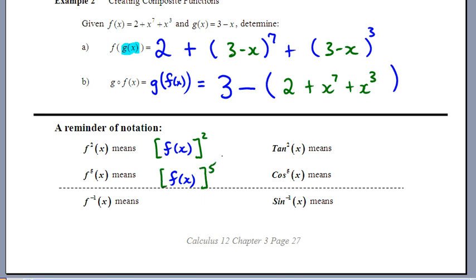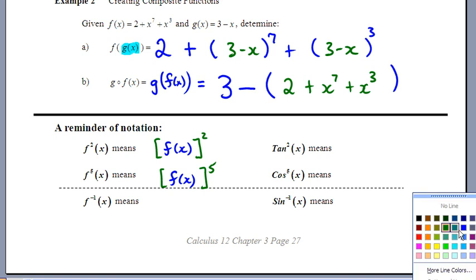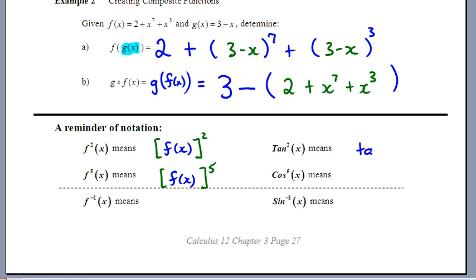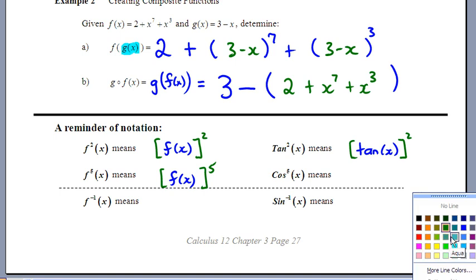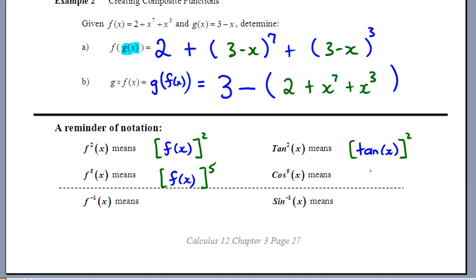Some specific examples from trigonometry, this tan squared x, that's how we could say it. That means go ahead, find out what tan of x is for the angle that you're working with. Then, when you're done, let's take that answer and square it. And the same thing with this cos 5th of x. We would actually find the cos of x first, come up with a value for that, and then we would take that answer and raise it to the 5th power.